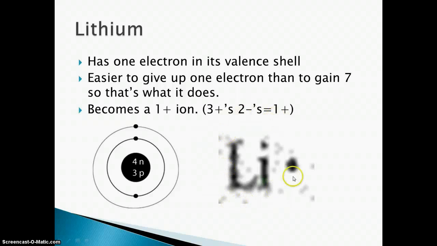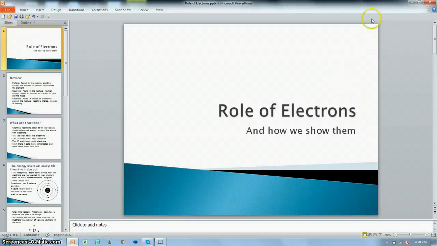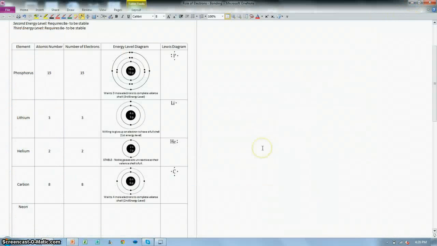And again, beside it, you see the Lewis diagram here for lithium. Okay? So that's the quick rundown of the role of electrons. Now I want to show you how we demonstrate and how we illustrate this. So let's start with phosphorus again. So we're going to do a Bohr-Rutherford diagram.